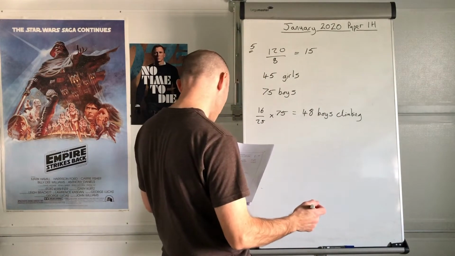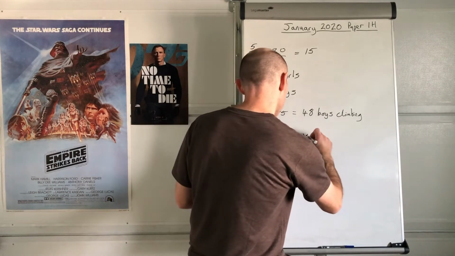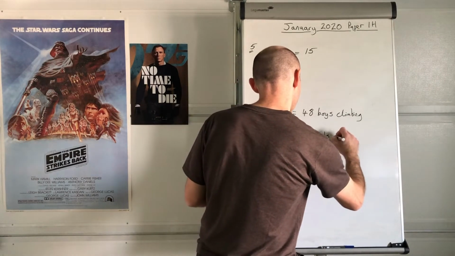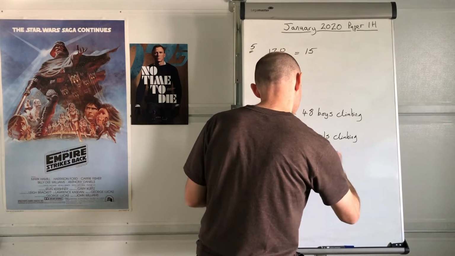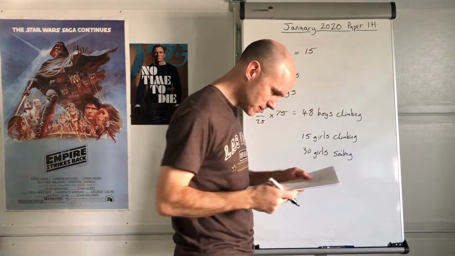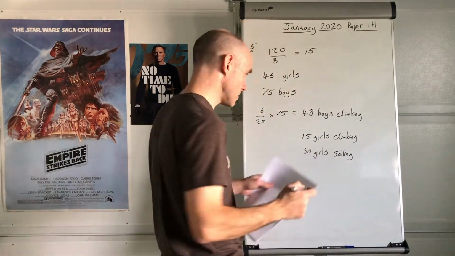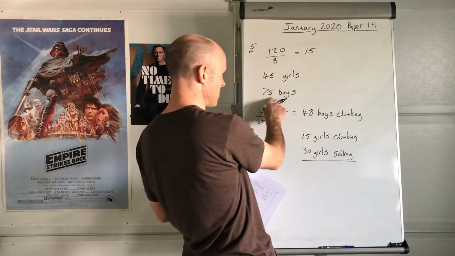So what order is it? So twice as many girls go sailing as climbing. So that means you've got 15 girls climbing, and you've got 30 girls sailing. What's the question after? How many children go sailing? So that's 30 girls sailing, 48 boys are climbing, 75 boys altogether.